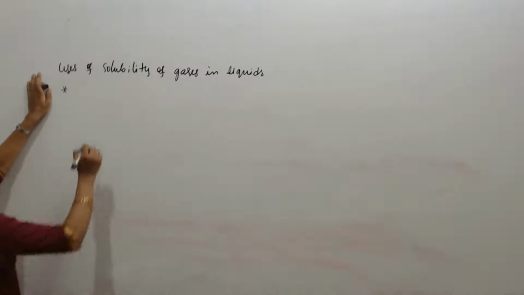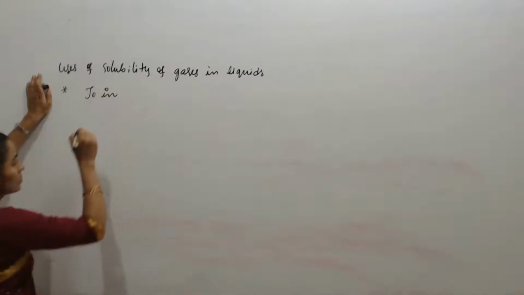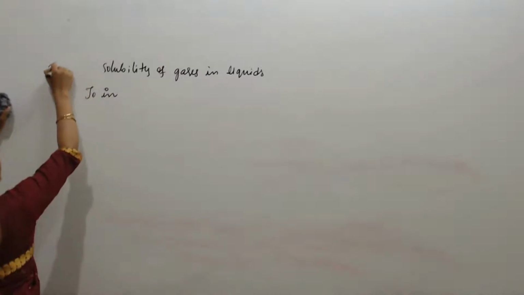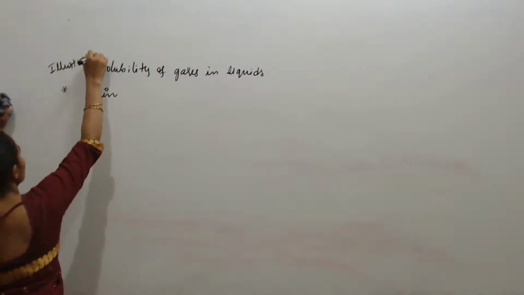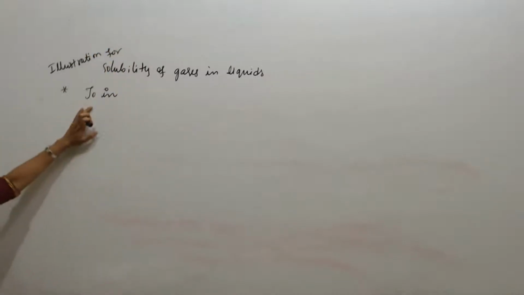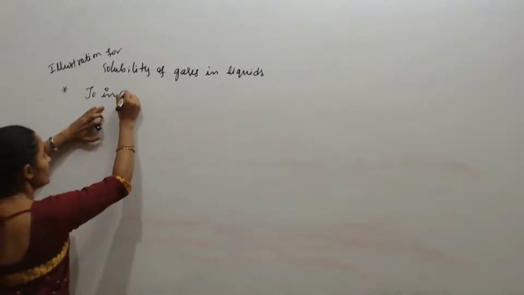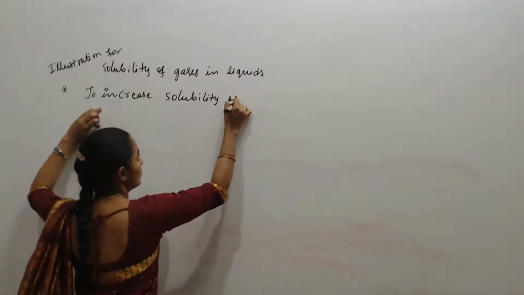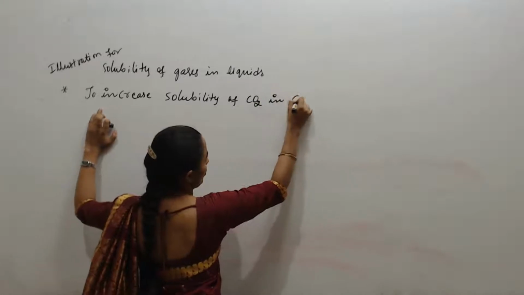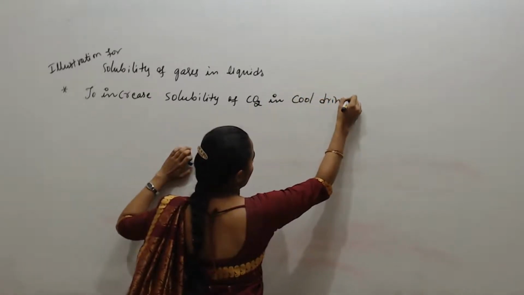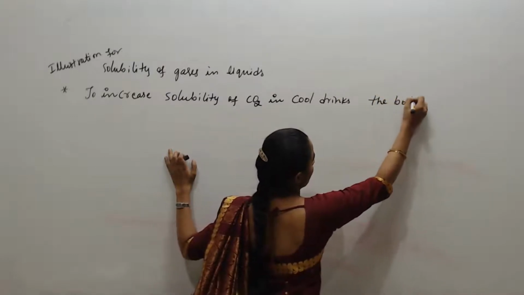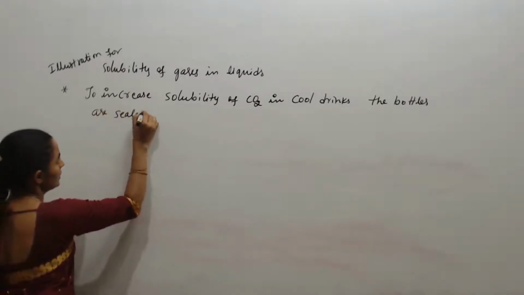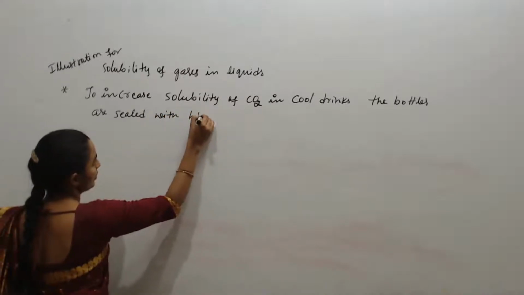So students, this one shows, to increase the solubility, not uses, illustration for solubility of gases in liquids. Examples: to increase the solubility of CO2 in cool drinks, the bottles are sealed with high pressure.